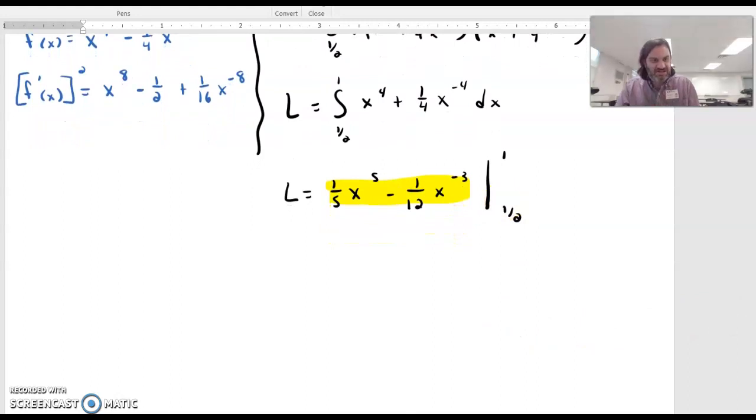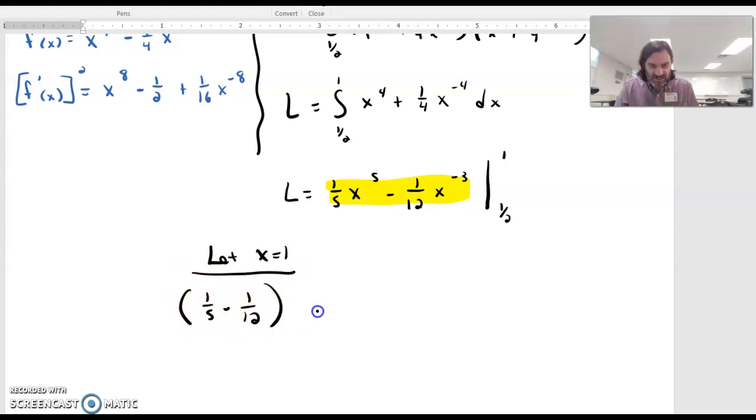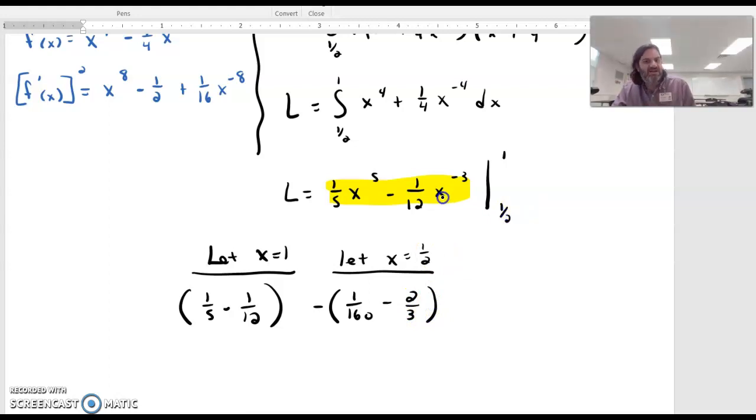So as far as plugging these values in, let's clean that up just a little bit. We're going to let x equal 1. So when I plug that in, I'll have 1/5 minus 1/12. And then we're going to subtract off, letting x equal 1/2. So 1/2 to the 5th is 1/32, so that's going to be 1/160, minus 1/2, so that'll be 8, that'll be 2/3. You can put that in the calculator, I believe, but let me look at it for a second. It'll be 1/2 on the bottom, so when I cube it, that'll be 1/8 on the bottom, but it'll flip over, so it'll be 8/12.